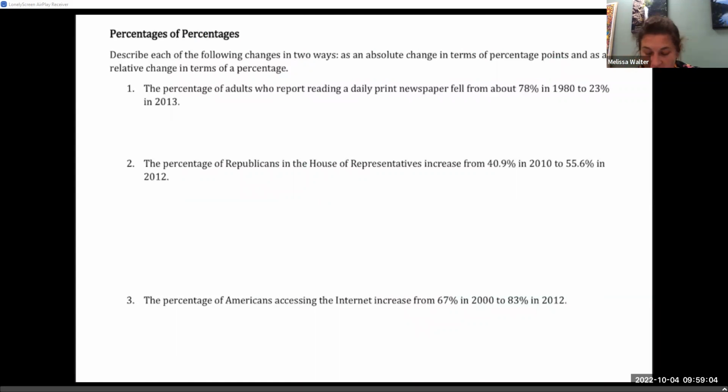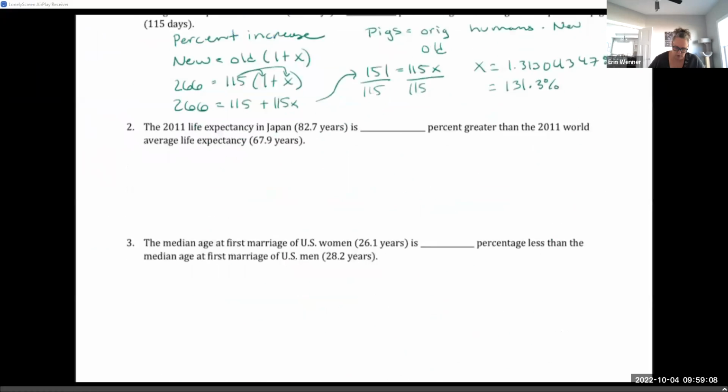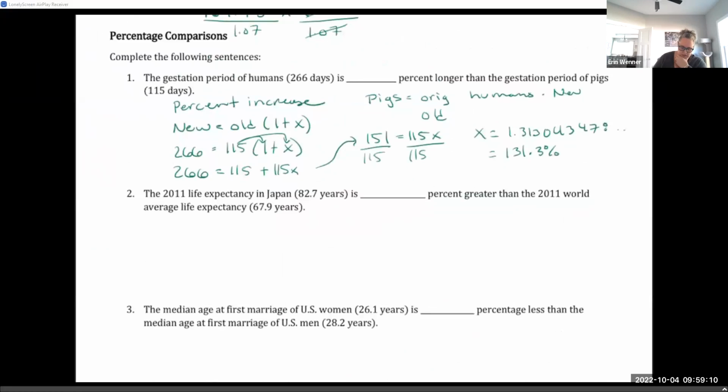How do we know which is old and which is new? So when it says the gestation period of humans is blank percent longer than the gestation period of pigs, that's telling us that we're comparing humans to pigs and saying that it's greater. So that gives us the indication that pigs is our starting amount. Oh, okay. Yeah. So whatever you're comparing to.